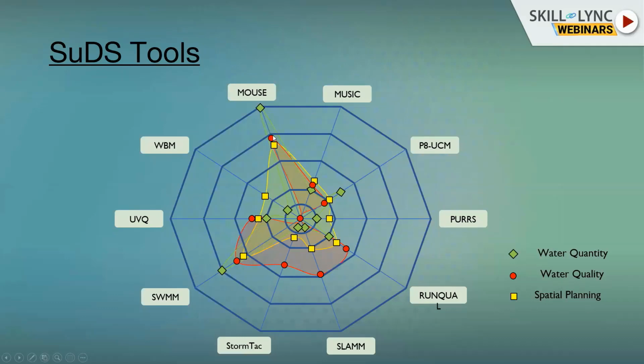If you see here, this MOUSE software is an earlier version of MyCurban. Some of you might know MyCurban. You see that in all three, it has the capability to design these sorts of components for water quantity, quality, and overall spatial planning. And the second one is SWMM. These two softwares are considered the best, at least among these 10.